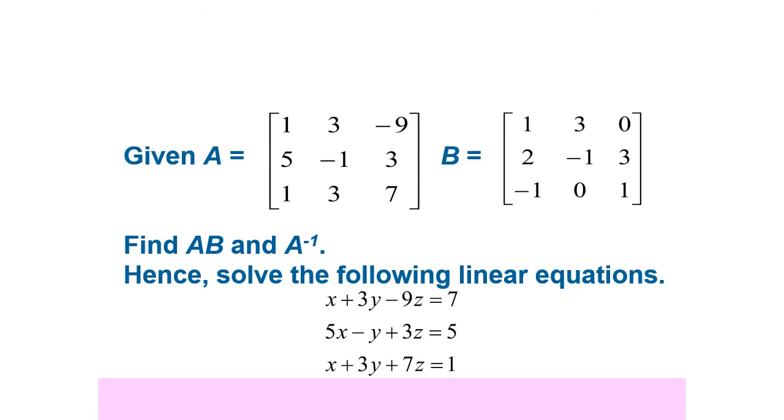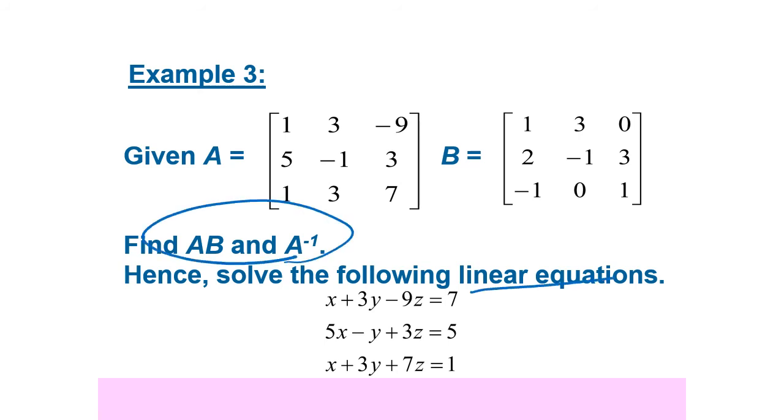Okay, so this is the next question, example 3. So let's say the question gives you matrices A and B, and then they ask you to find what is A multiplied by B. So we just have to multiply between the two matrices. And then the next part is to find A inverse. So let's see the result for A and B first. And then after that, hence solve the following linear equations. Means that to solve the following linear equations, we should use the previous result from the first part of the question.